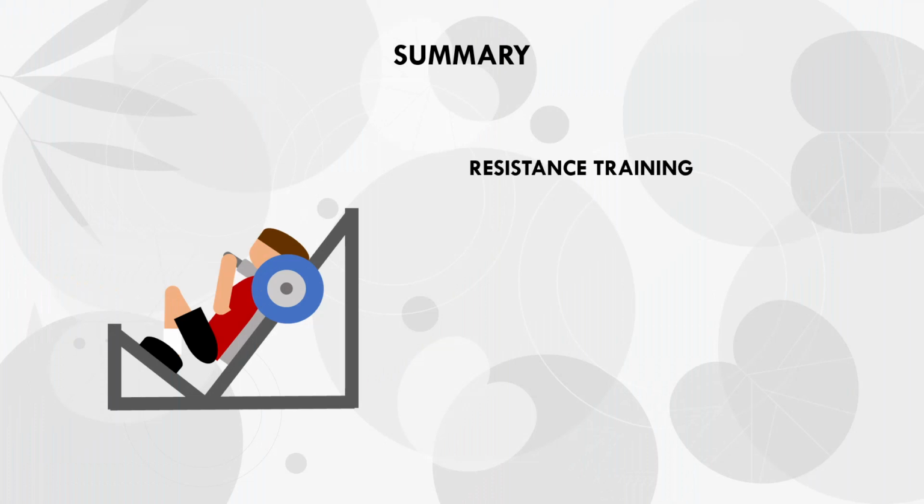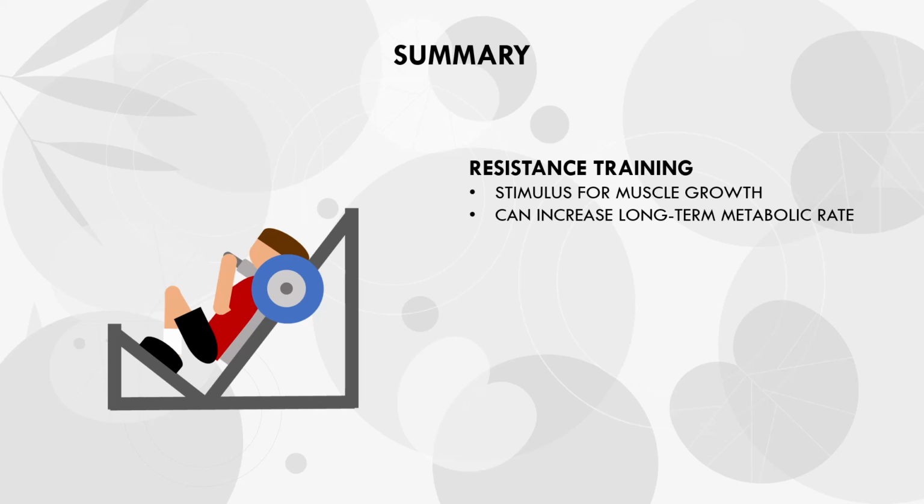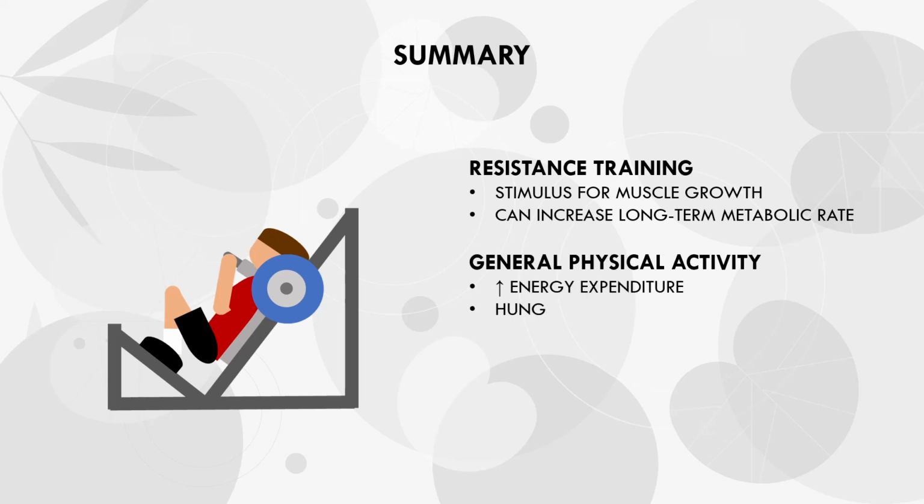However, each variable plays different roles in the process with some overlap between them. The primary role of resistance training is to provide the stimulus for muscle growth and can also assist with fat loss in the long term by increasing long-term basal metabolic rate. General physical activity, on the other hand, has the primary role of increasing daily energy expenditure and can also help to regulate our hunger and satiety signals. Both roles can assist trainees in adhering to a lower calorie balance.